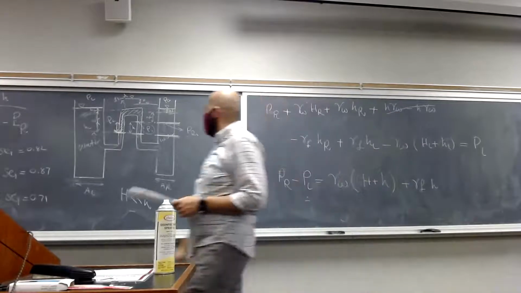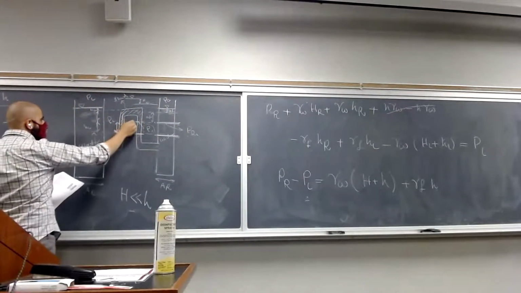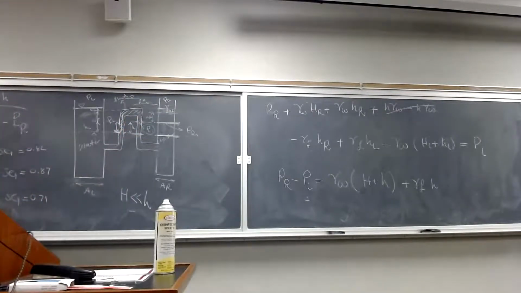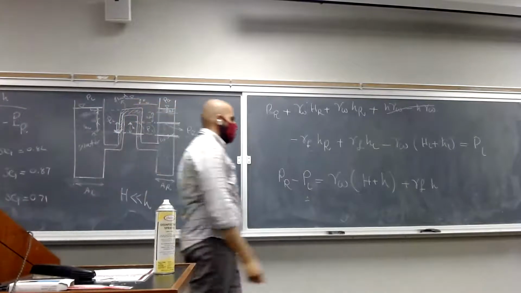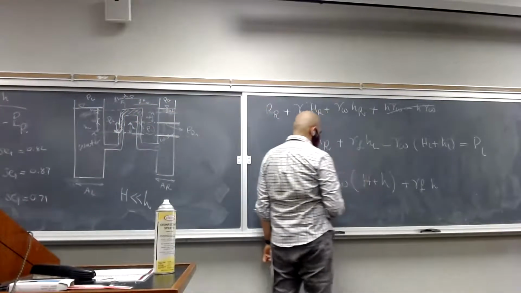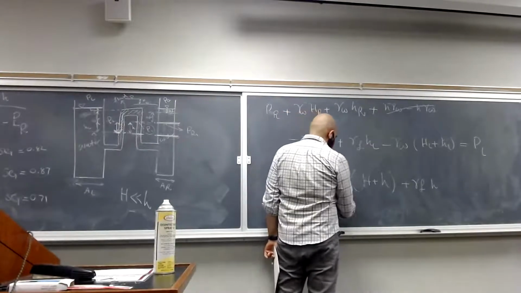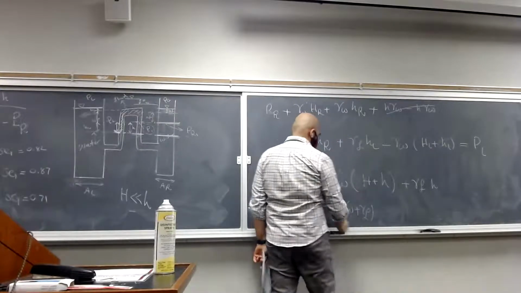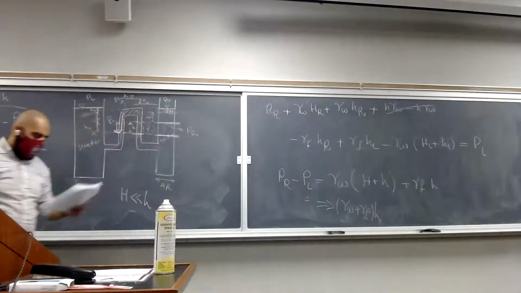So H is the height difference between the two free surfaces, and this small h is the height difference between the two sides of the manometer fluid. But we were told that this h is much, much smaller than this. So we can just take this out. And eventually the pressure differential is going to be gamma of water plus gamma of your fluid, whatever that fluid is, multiplied by H.